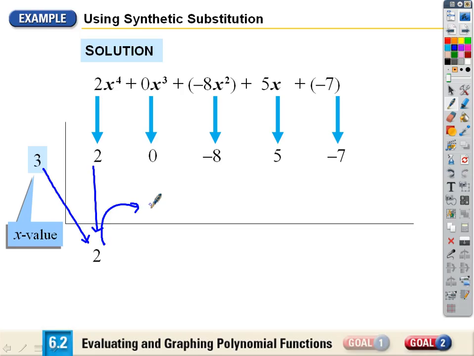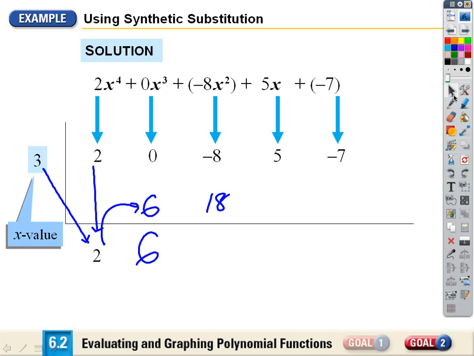So what is 3 times 2? 6. And then as soon as we get a number here, we always add in a synthetic process. We never subtract, we always add. So 0 plus 6 is 6. I get a new value there, so I multiply by 3 again. 3 times 6 is 18, and I add, etc. Okay? That's how it works. Now we'll go through that.